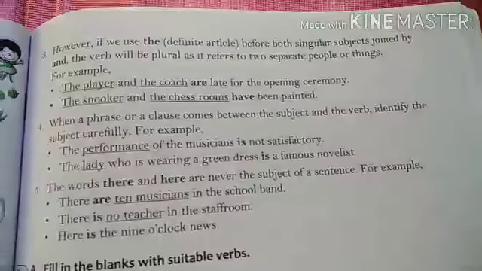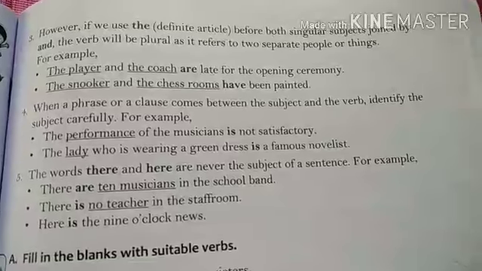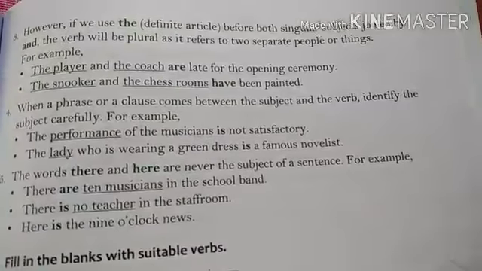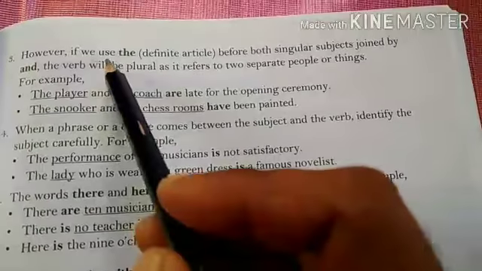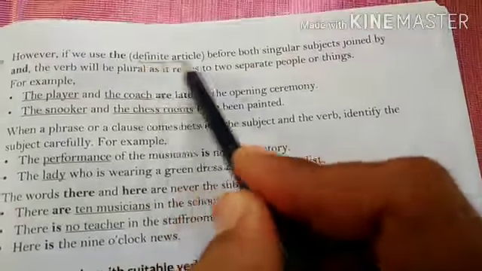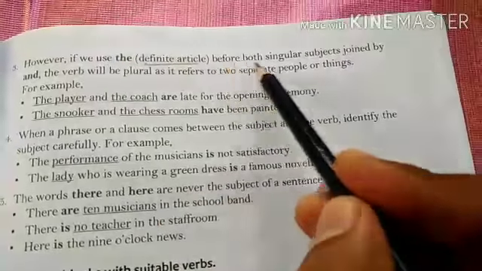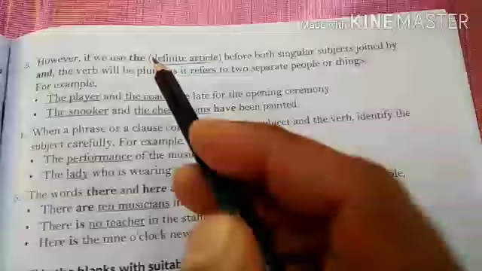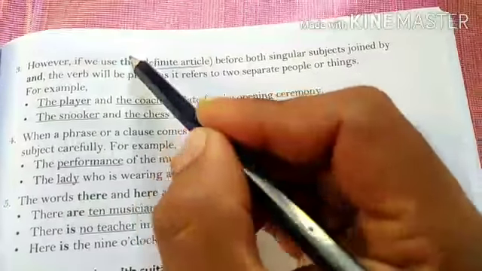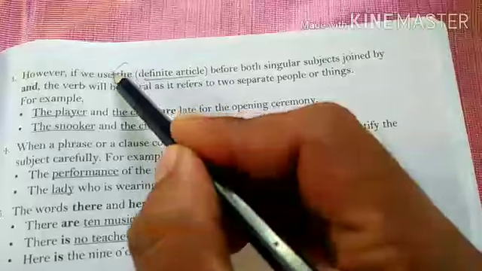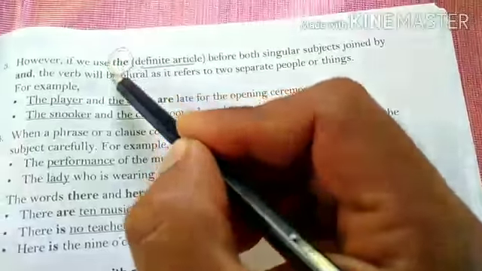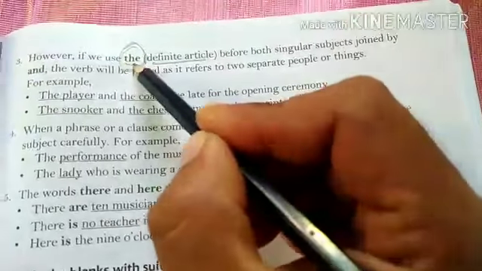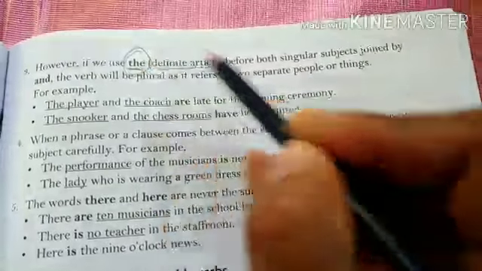So now let us move ahead with more explanation about the rules of subject and verb agreement in this video. However, if we use the definite article before both singular subjects joined by "and", the verb will be plural. See, when we use two singular nouns as the subject, and before each subject we use the definite article "the", then the verb is plural.